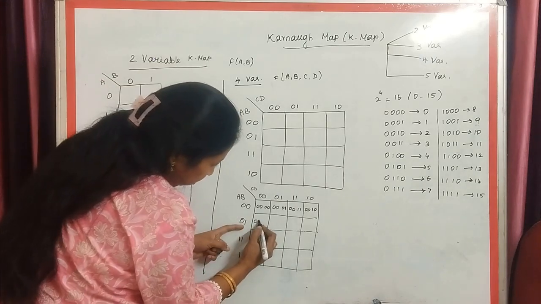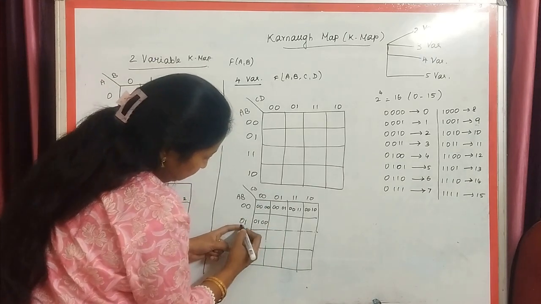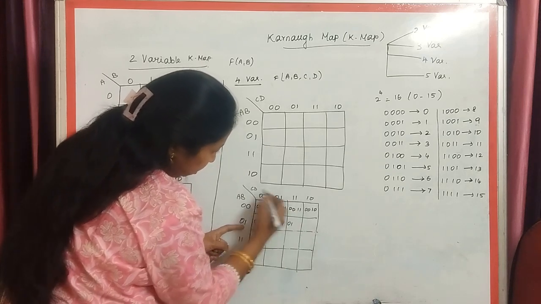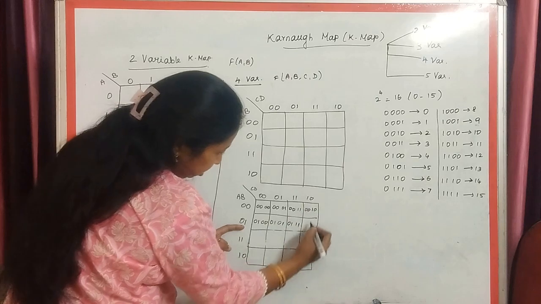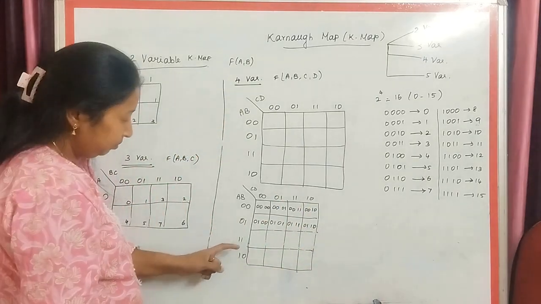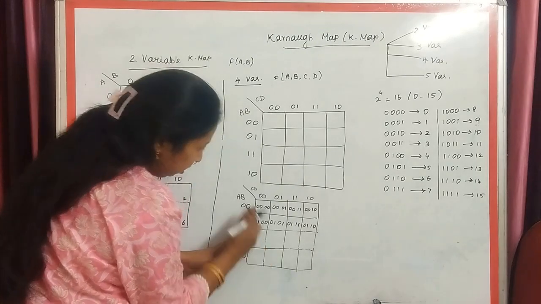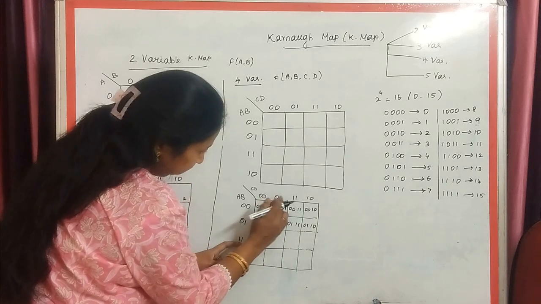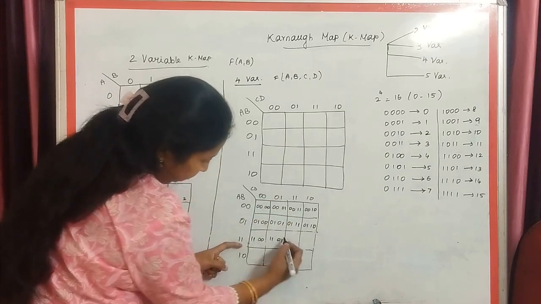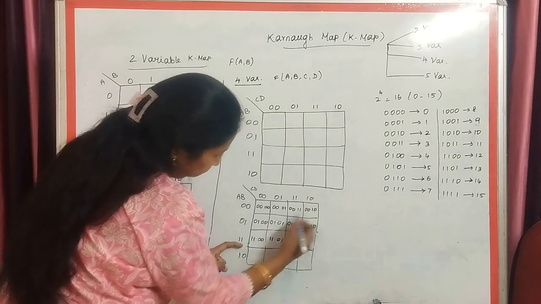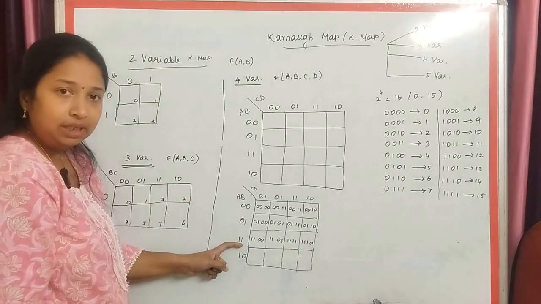In a similar way. AB is 0, 1. CD is 0, 0. AB is 0, 1. CD is 0, 1. AB is 0, 1. CD is 1, 1. AB is 0, 1 and CD is 1, 0. Clear? Now, AB is 1, 1. CD is 0, 0. AB is 1, 1. CD is 0, 1. AB is 1, 1. CD is 1, 1. AB is 1, 1. CD is 1, 0. Is that clear?